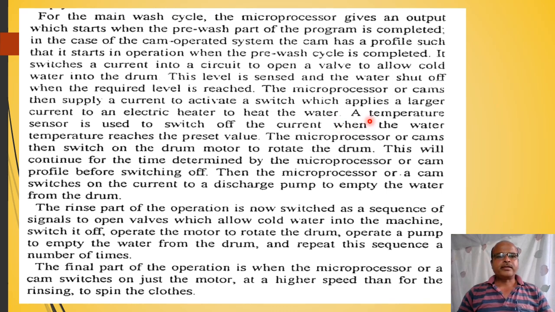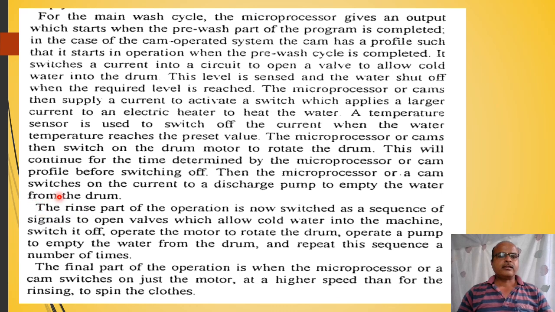So a temperature sensor is used to switch off the current when the water temperature reaches the preset value. The microprocessor or cams then switch on the drum motor to rotate the drum. This will continue for the time determined by the microprocessor or cam profile before switching off. Then the microprocessor or cam switches on the current to the discharge pump to empty the water from the drum.